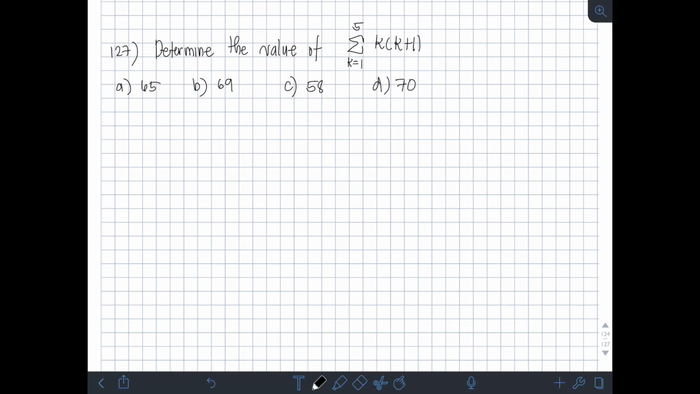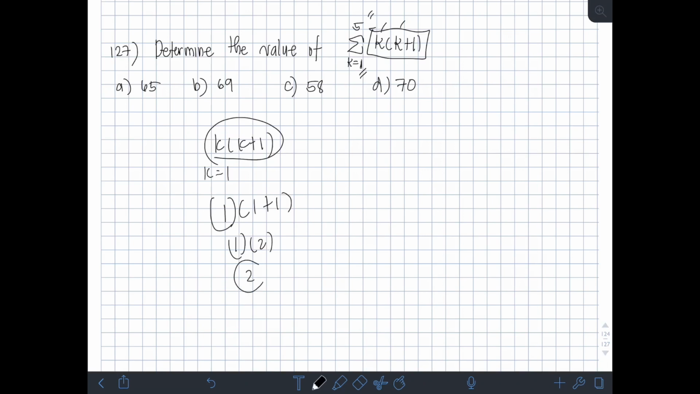So, ibig sabihin, isa-sum up natin yung function dito na k times k plus 1 by substituting from k is equal to 1 up to 5. So, pag kinuha natin muna yung k is equal to 1, substitute natin sa mga k. So, k times k plus 1, right? Pag-start tayo sa k is equal to 1, magiging 1 times 1 plus 1. Ilan to? 1 times 2, right? Or 1 times 2 is 2.